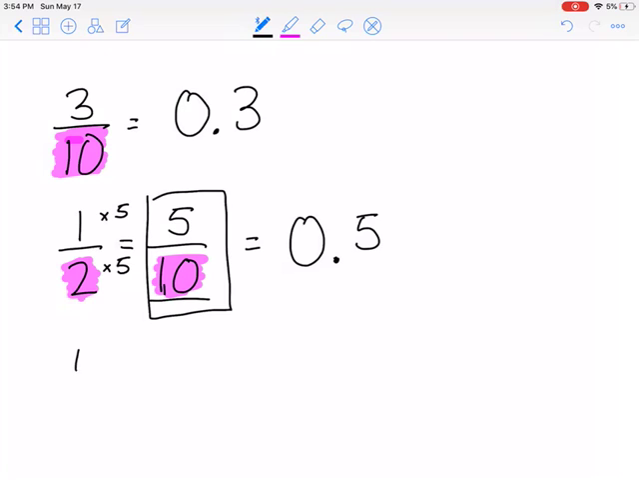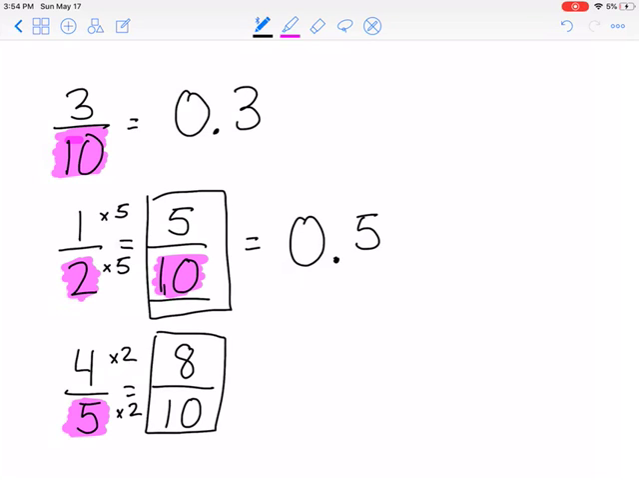Okay, the next one is 4/5. So the denominator is not in tenths or hundredths, so we need to change it. So I'm going to make this fifths into tenths. What can I multiply by 5 to get 10? I can multiply by 2. So you have to do the same thing to the numerator. And 4 times 2 is 8. And now you have 8/10, which you could write as 0.8.